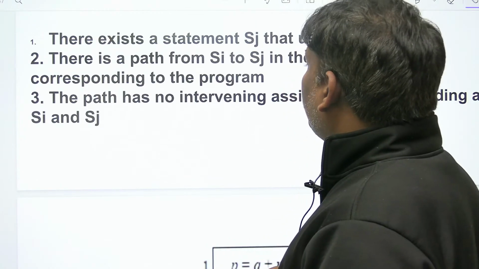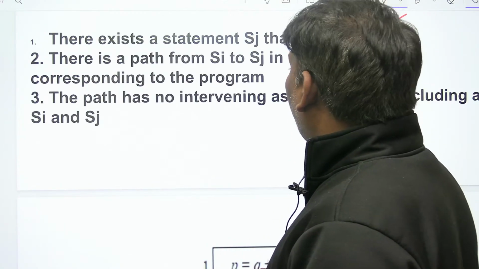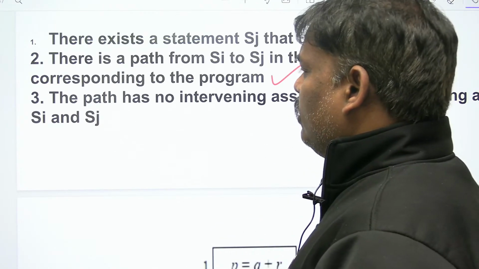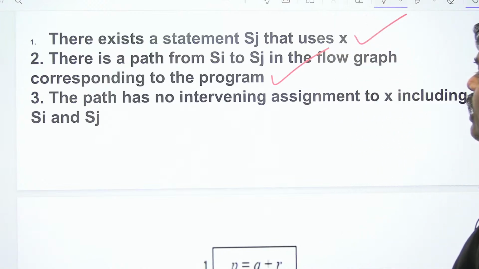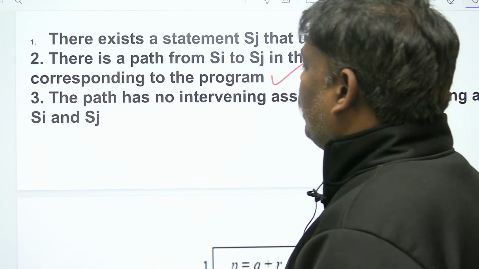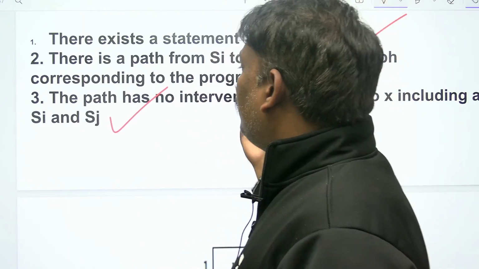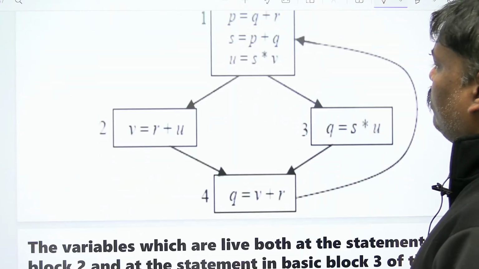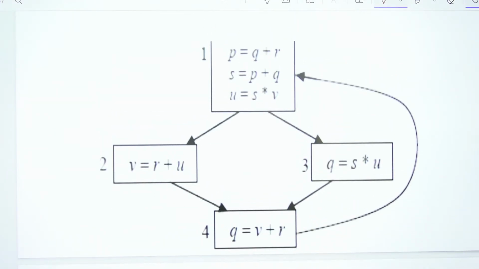There is a path from Si to Sj in the flow graph corresponding to the program. You know the live variable story. The path has no intervening assignment to x, including at Si and Sj. Right? This is the live variable definition. So one program is given. This is the program given.